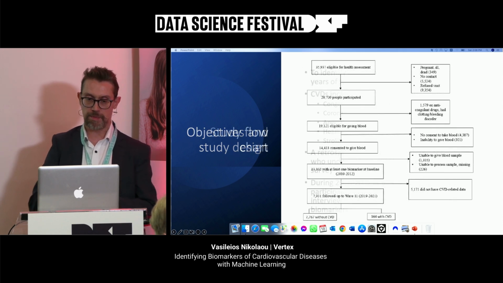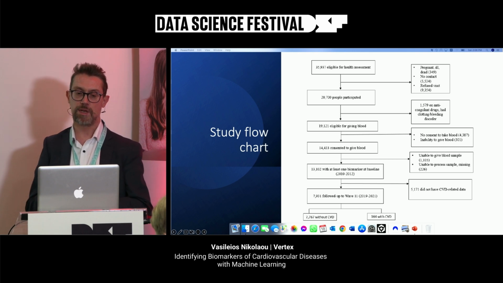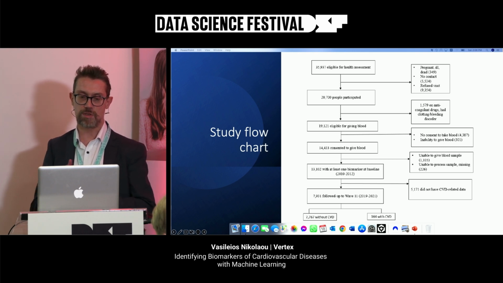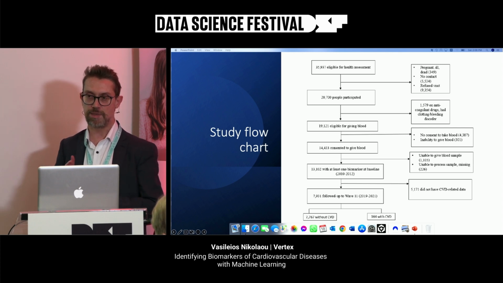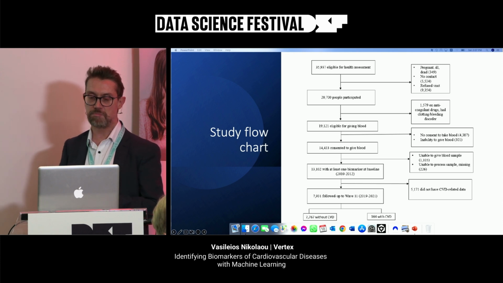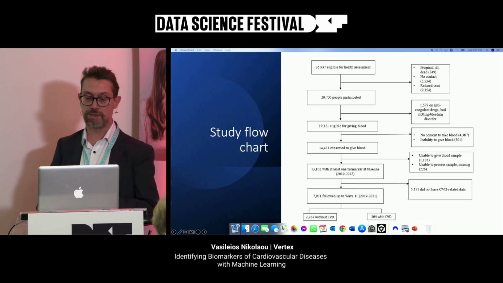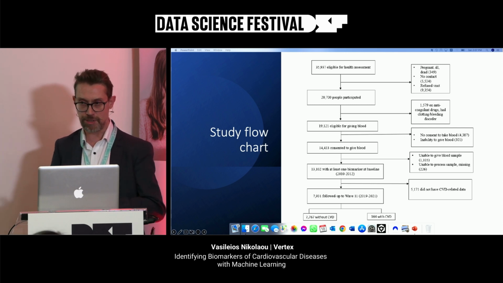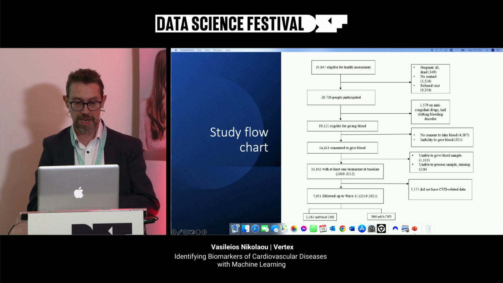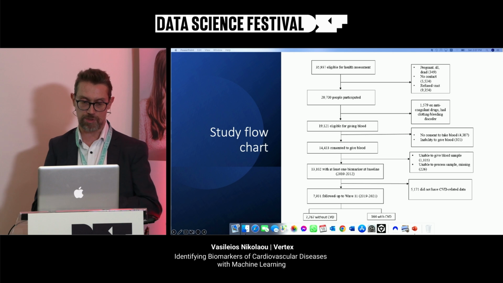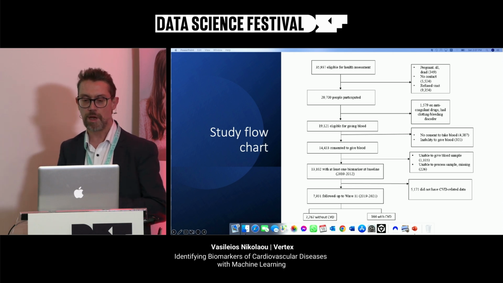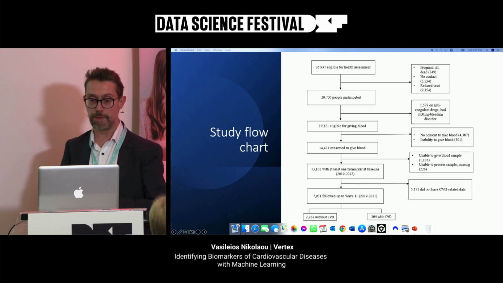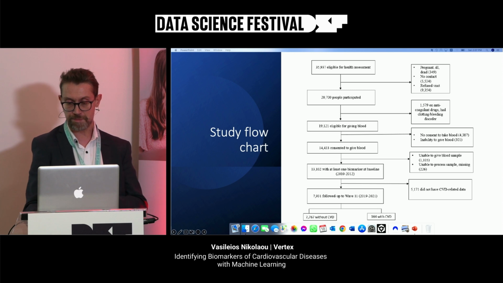So here you can see, for example, the flowchart of this study, and we start with about 36,000 participants that are initially eligible to take a health assessment, but after various inclusion and exclusion criteria, we end up with just over 30,000 participants that have at least one biomarker. Then we exclude about 5,000 who have no CVD-related data. And then we end up with around 8,000 participants in 2021. And only 164 of them reported having CVD. They developed CVD 10 years later.